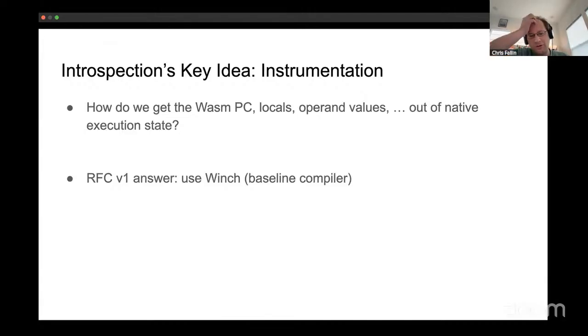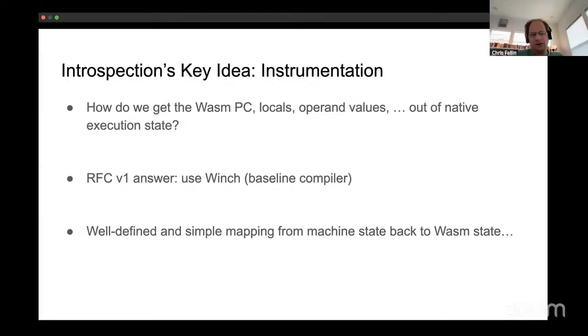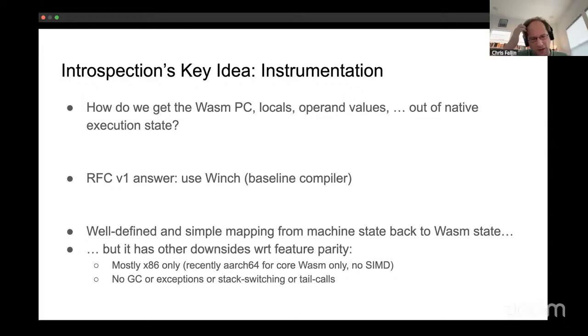And so there was a debugging RFC about 2 years ago now, spring 2024, that I'll call RFC V1. And the answer in that RFC was to use Winch, the baseline compiler, instead of Cranelift as a backend for Wasmtime for debugging. And the upside of this approach is that it has a well-defined and simple mapping from the machine state back to the WASM state, right? So it actually reifies all the WASM locals as slots on the stack. It reifies the WASM operand stack as the actual machine stack with pushes and pops, and so on and so forth. But it has a lot of other downsides with regard to feature parity, right?